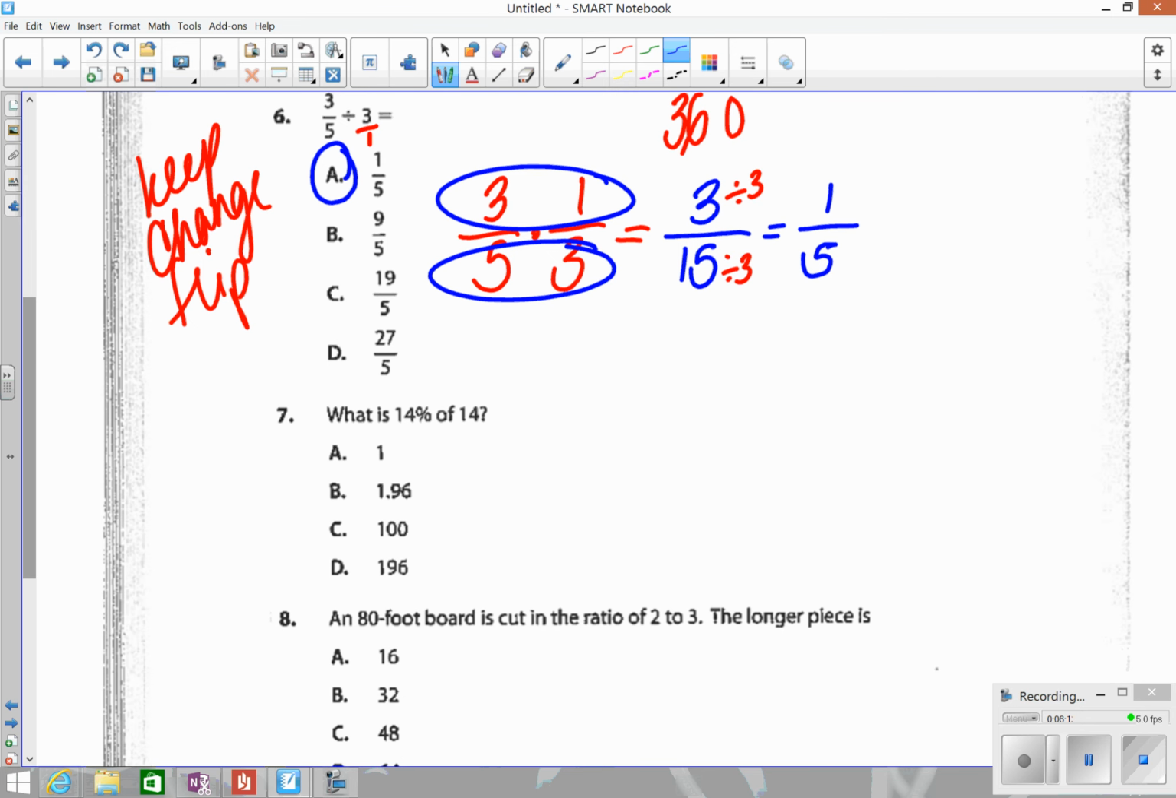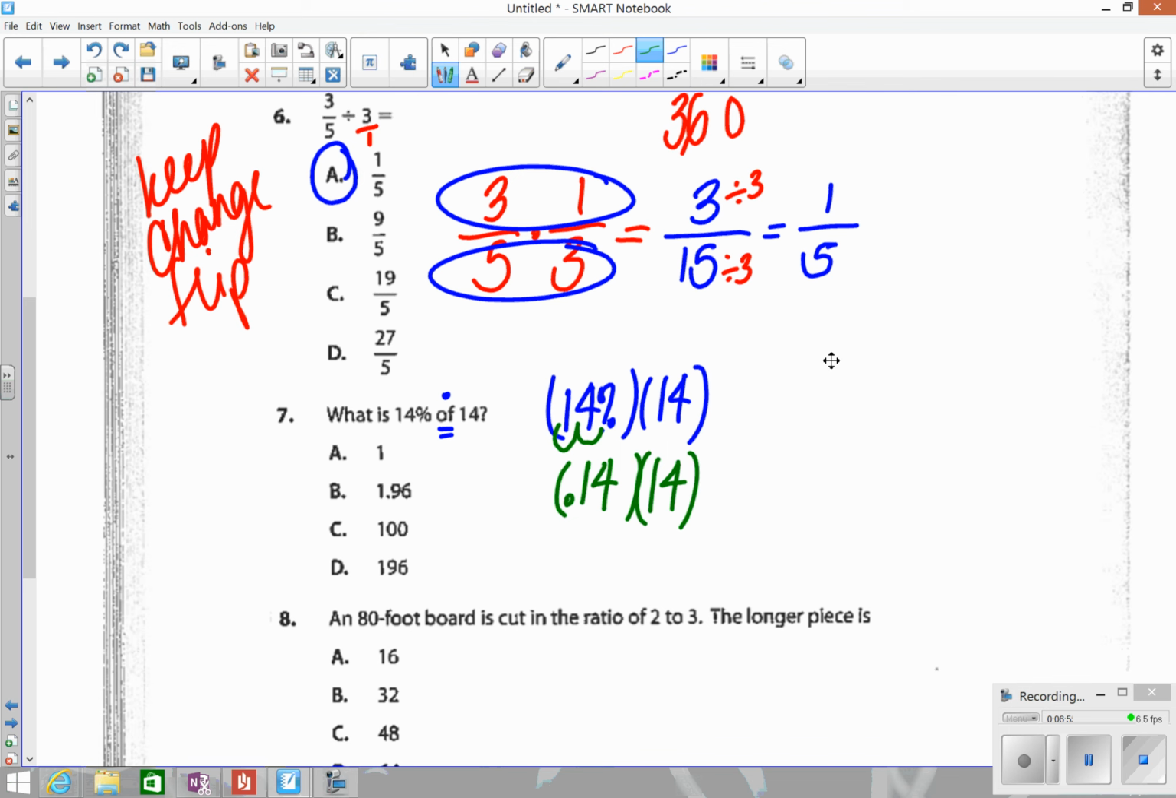Number 7, we're trying to find 14% of 14. Whenever you're trying to find percent of something, this means to multiply. So you're trying to find 14% times the 14 because it's of 14. To do this, you have to move the decimal place two places to the left because we want to turn it into a decimal. So the decimal for the number 14 is really right here. So I'm going to move that decimal 2 places to the left. So it's going to be 0.14 times 14.